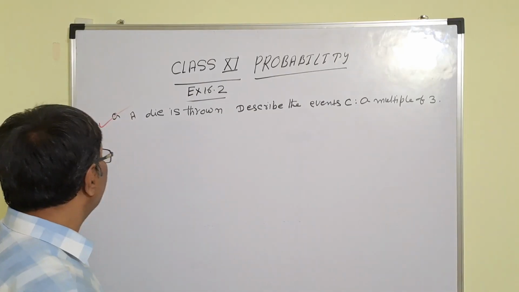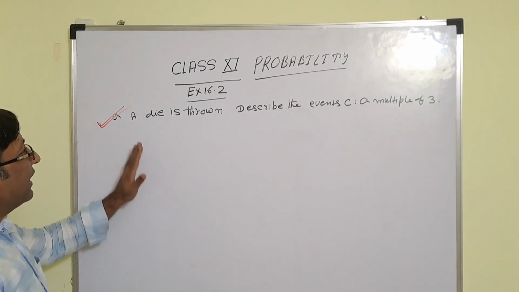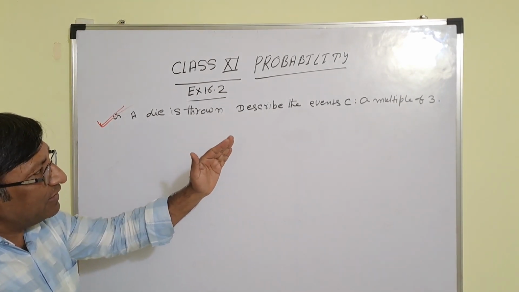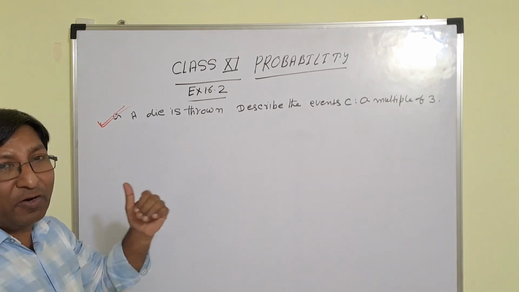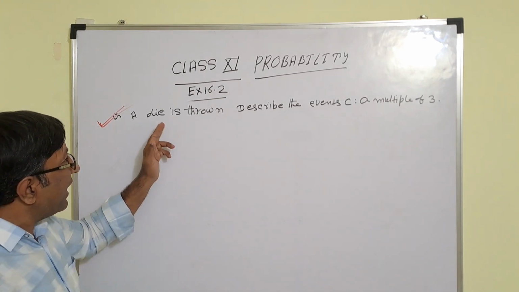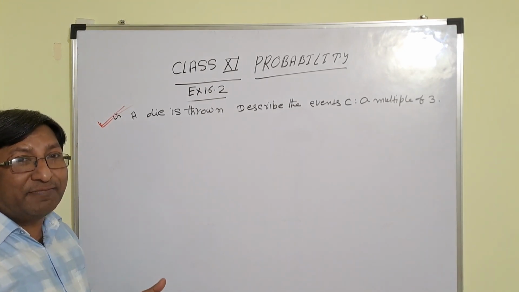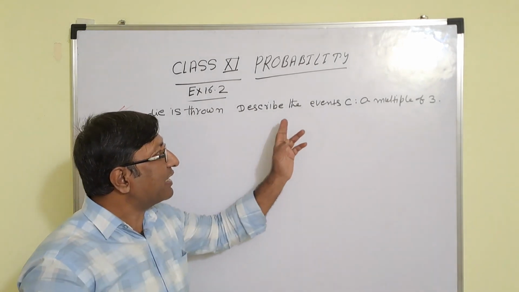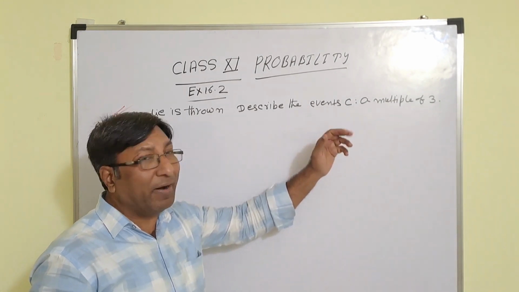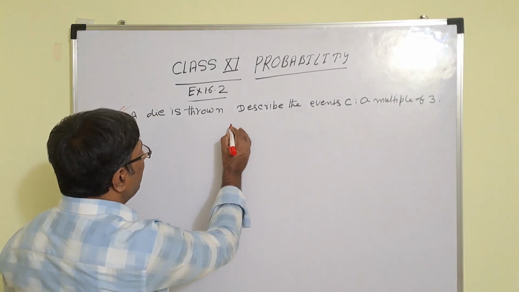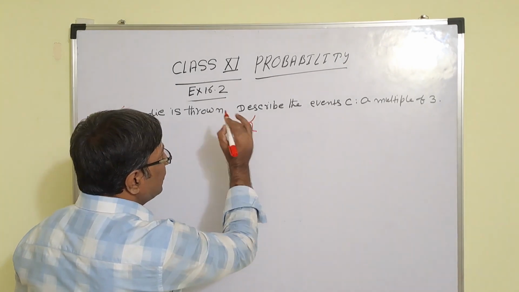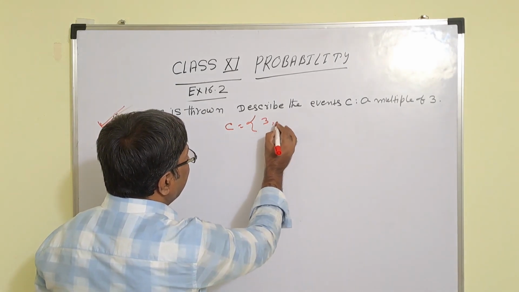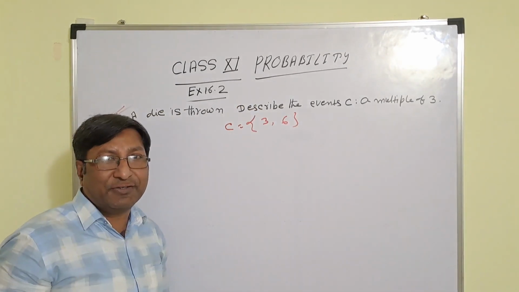Next, let us see the question. A die is thrown. Describe the event C where C is a multiple of 3. So we know a die is thrown. How many numbers does a die have? 1 to 6: 1, 2, 3, 4, 5, 6. So we have to describe the event C where C is a multiple of 3. So C equals what? Among the numbers 1 to 6, the multiples of 3 are only two members, that is 3 and 6. This is the correct answer.